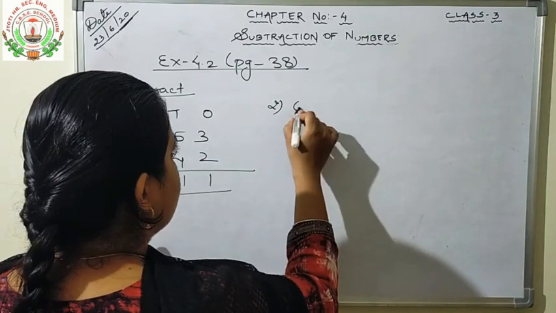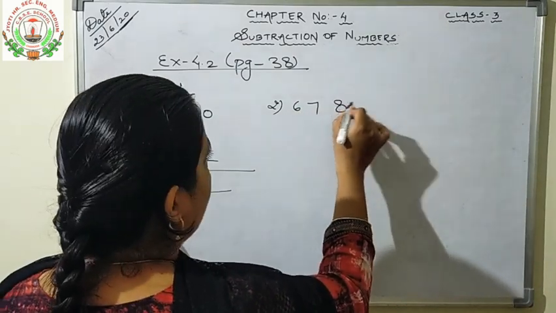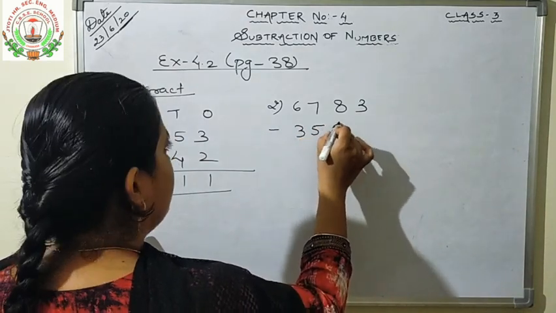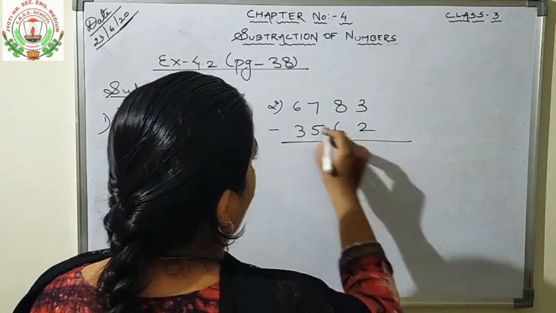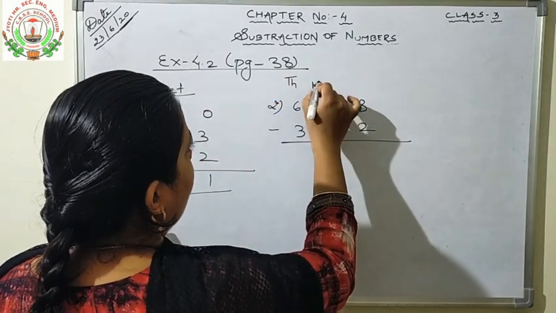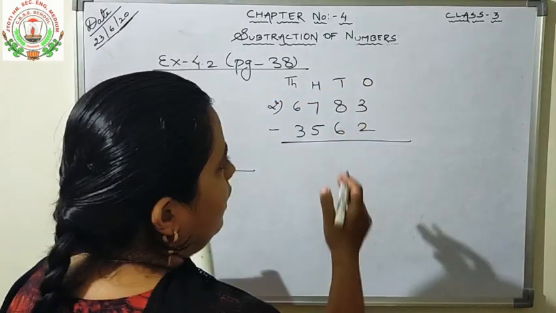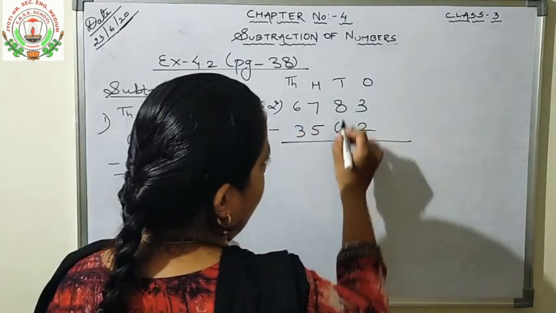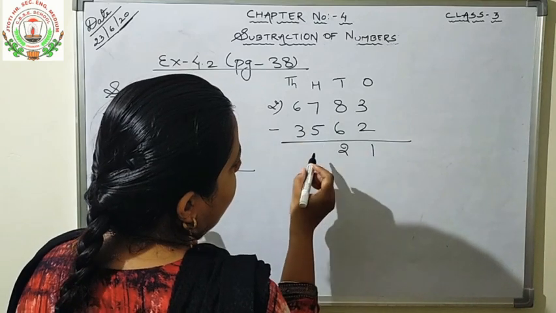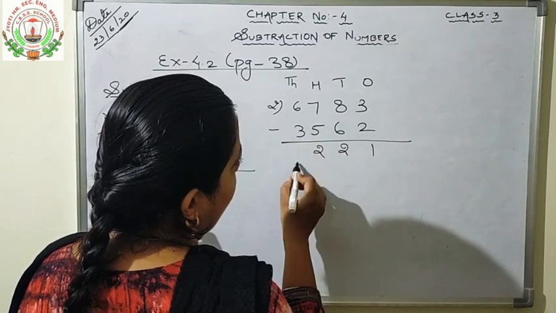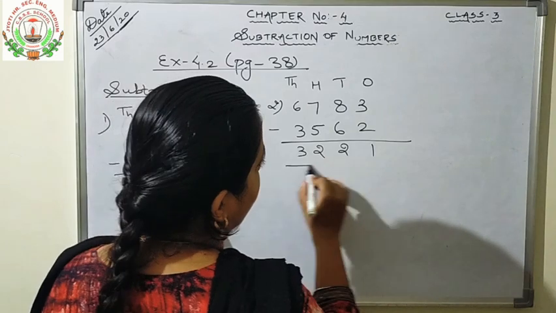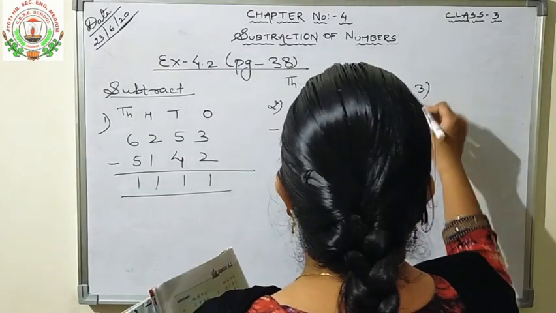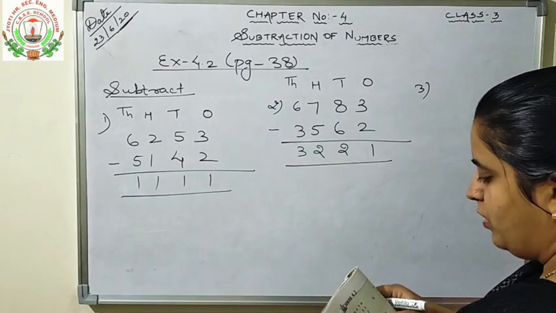Okay, 6783 minus 3562. Thousands, hundreds, tens, ones. Again we have to subtract this. Okay, 3 minus 2 is 1, 8 minus 6 is 2, 7 minus 5 is 2, 6 minus 3 is 3. So this is our answer. Question number 3. Question number 3 is 4053 minus 2042.